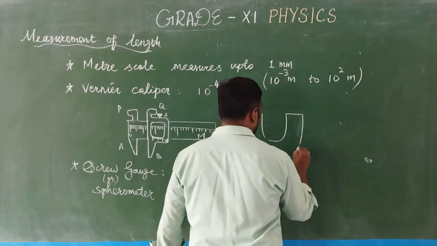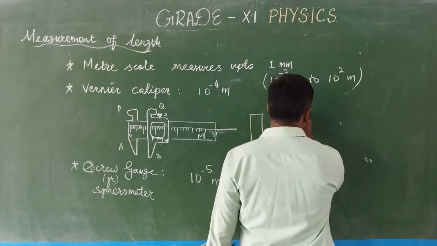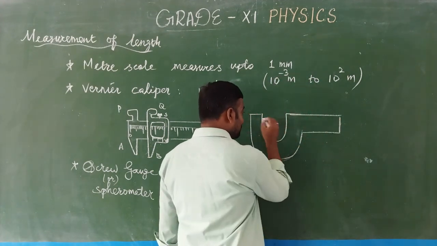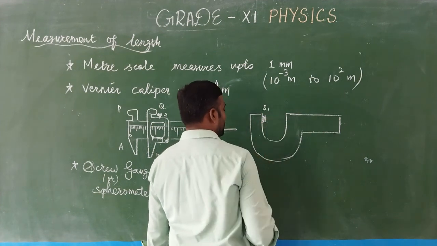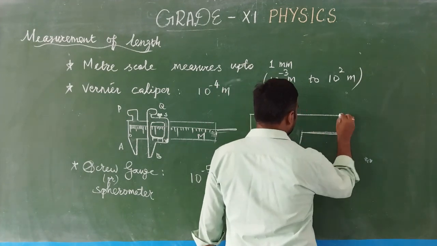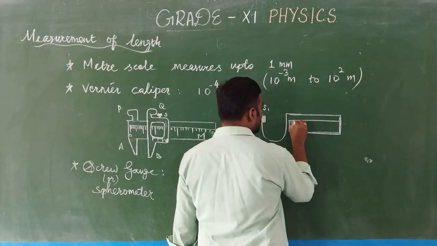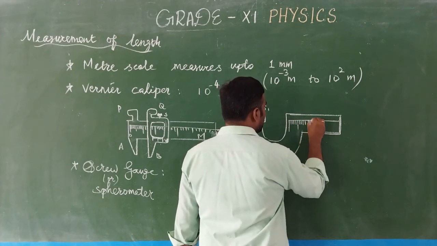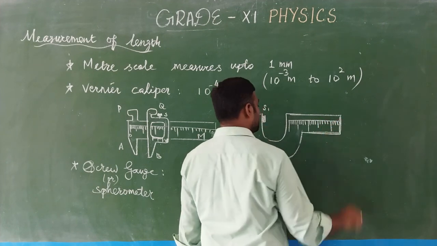On one side of the U-shaped metallic frame, a hollow cylindrical scale is attached. Inside the U-shaped frame, one side has a fixed stud, S1. The stud is fixed. On this hollow cylinder, the readings are marked like an ordinary main scale reading: 0, 1, 2, 3, 4, 5, 6, 7, 8, 9, 10, and it goes on like this.